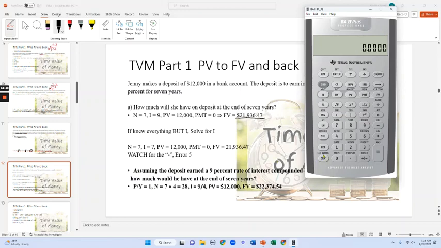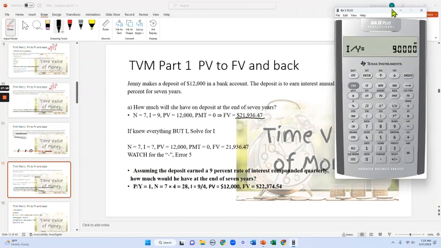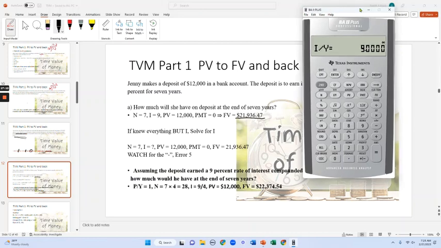So the way you solve for this is the $12,000 you put in initially. You put it in as a minus, as the present value, and when you compute the I/Y now, you get 9%. So that's important as well. Assuming the deposit earned a 9% rate of interest compounded quarterly, which is what you see this problem down here, what would that look like?